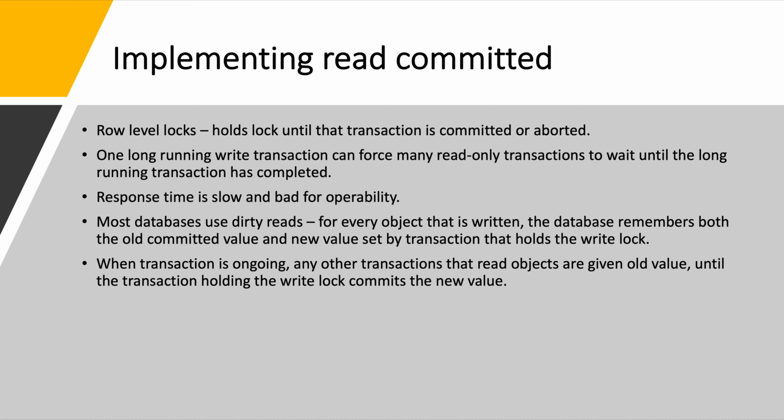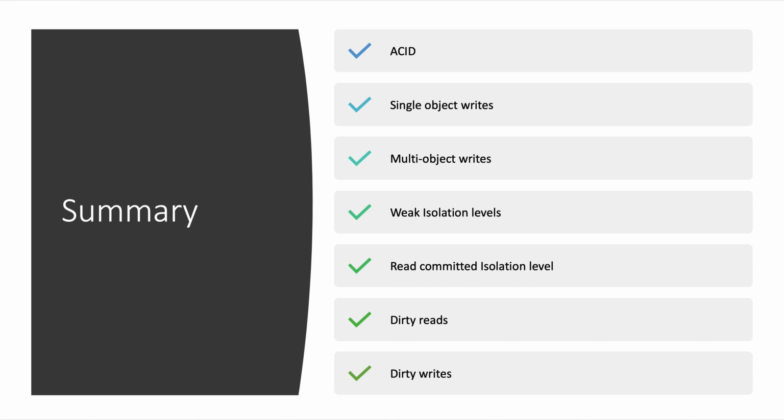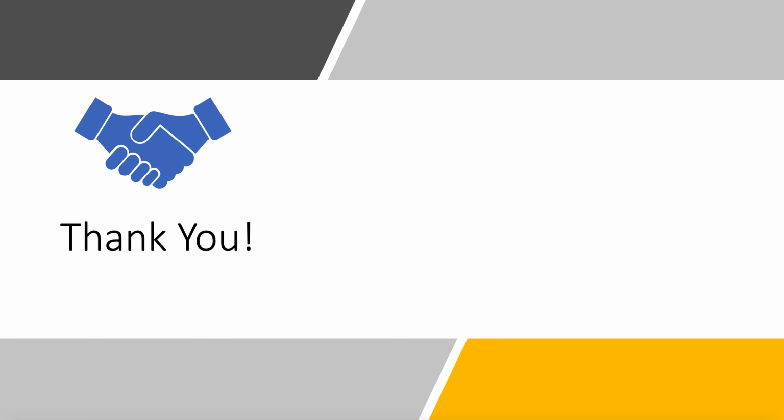So let's summarize what we have covered in this video. We have covered ACID properties of transactions. We have understood what can go wrong in data systems and why we need transactions at all. We have seen that a transaction might result in single object writes as well as multi-object writes, and how atomicity and isolation help in multi-object writes. Then we have seen the weaker isolation levels and serializable isolation. Then we have seen the read committed isolation level and how it prevents dirty reads and dirty writes. And we have deep dived into dirty reads and dirty writes and why they are important.